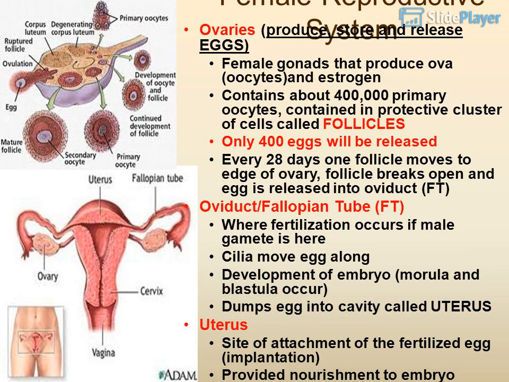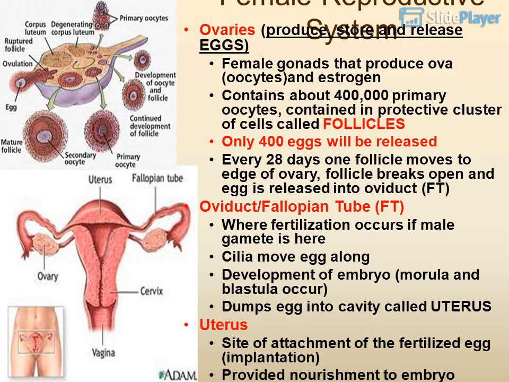Female reproductive system. Ovaries produce, store and release eggs. They are the female gonads that produce oocytes and estrogen. Each contains about 400,000 primary oocytes, contained in protective clusters of cells called follicles. Only 400 eggs will be released. Every 28 days one follicle moves to the edge of the ovary, the follicle breaks open and the egg is released into the oviduct, the fallopian tube, FT.